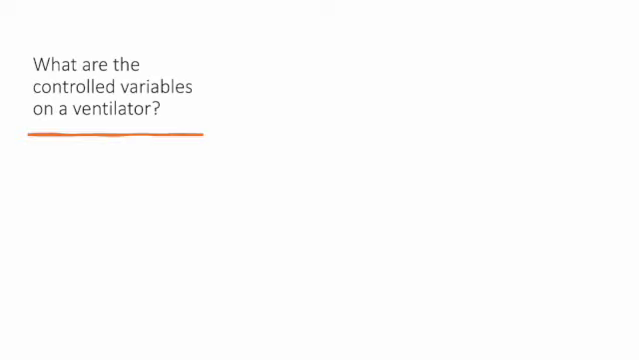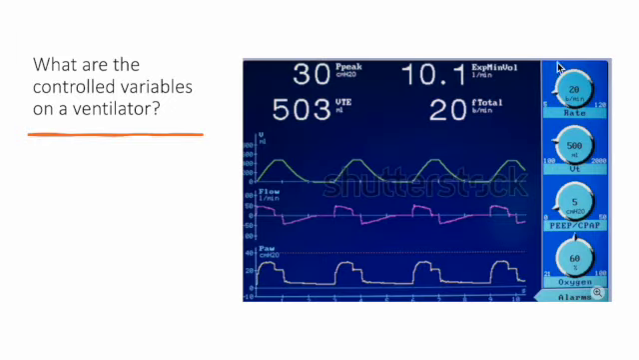So what are the controlled variables on a ventilator? The first one is the rate. You can control the number of breaths per minute. If the ventilator is set to volume control mode, then you can control the volume. You control the PEEP, and then you control the FiO2.